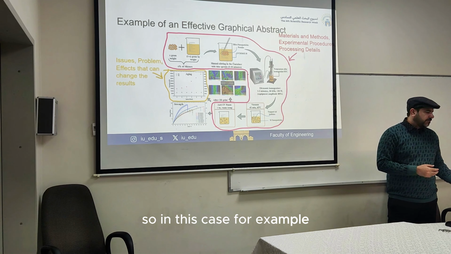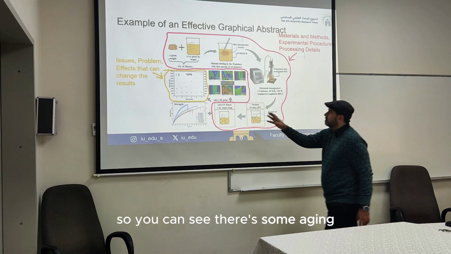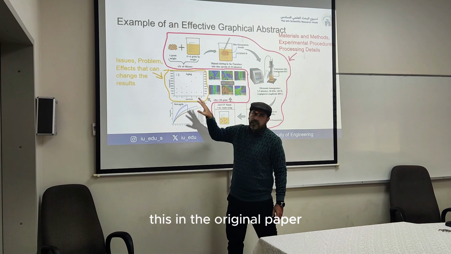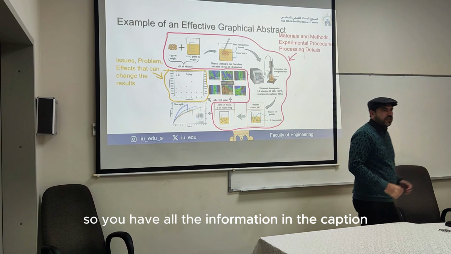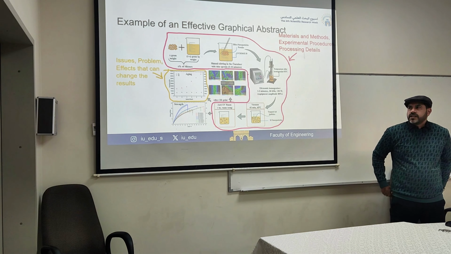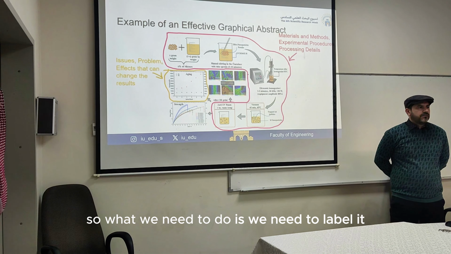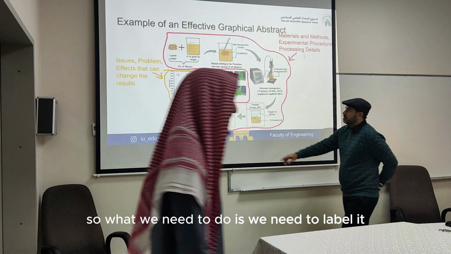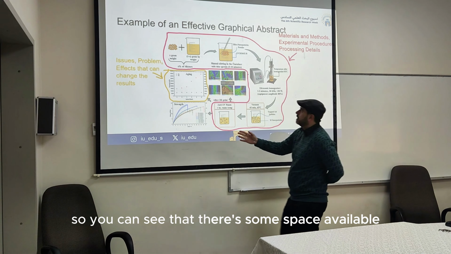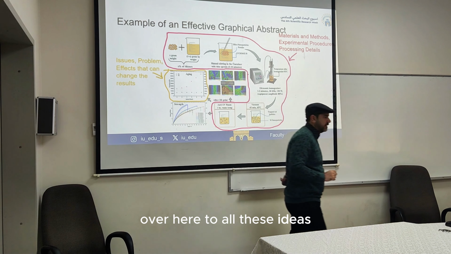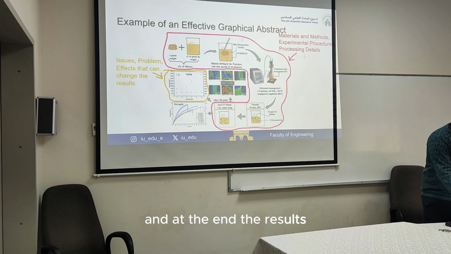So in this case, for example, the aging is the issue. So you can see there's some aging of this. In the original paper, this figure comes with a caption. So you have all the information in the caption. Here we do not have a caption. So what we need to do is label it. So we'll add additional labels. So you can see that there's some space available over here. So all these ideas. And at the end, the results.